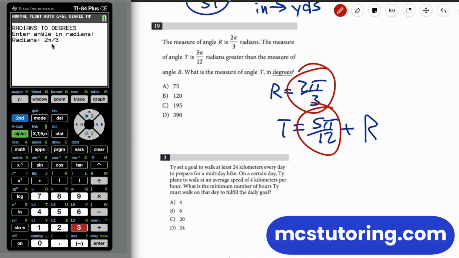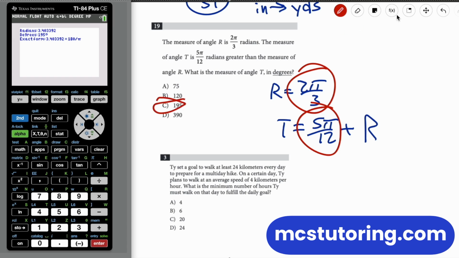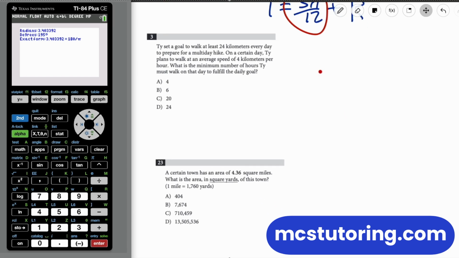And by the way, 2 pi over 3, any fraction you have is an unfinished division problem. So it's like 2 pi divided by 3. And then plus, check this out, 5 pi over 12. There we go. So we get 195 degrees. Love it. Okay, good. Cool. Ty. I know somebody named Ty. This is awesome.